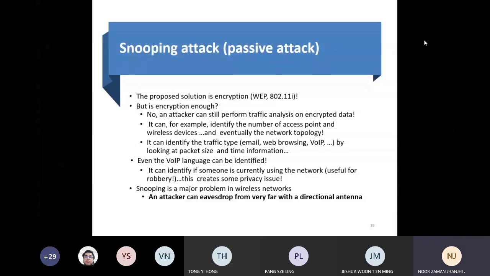It can, for example, identify the number of access points and wireless devices, and eventually the network topologies. So the attackers can get information about you. Your voice over IP language can be identified, what you are using. So this is how snooping is performed, and snooping comes under the group of passive attacks.